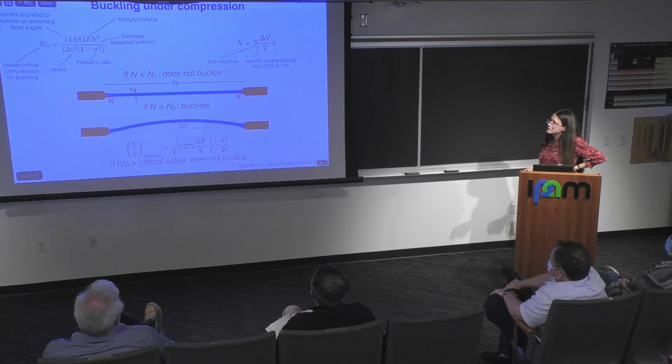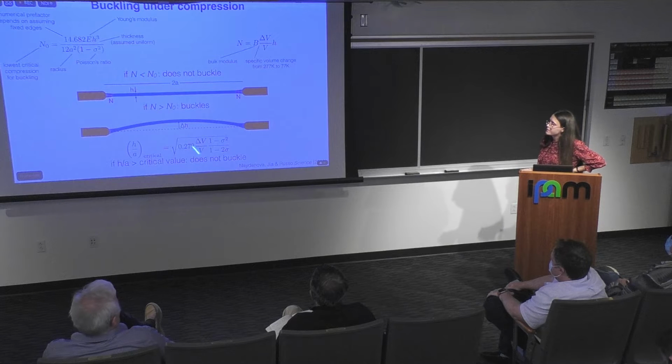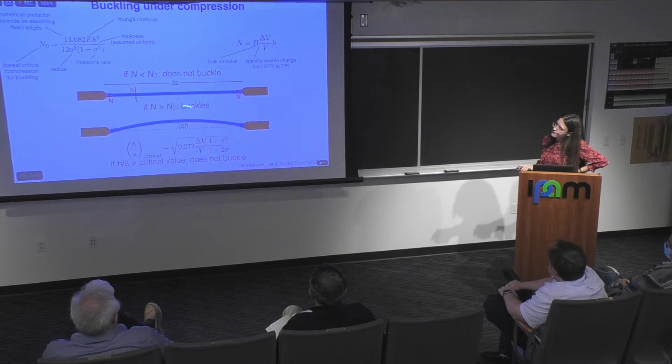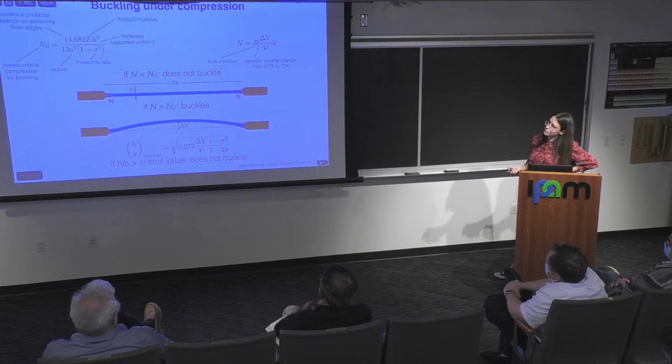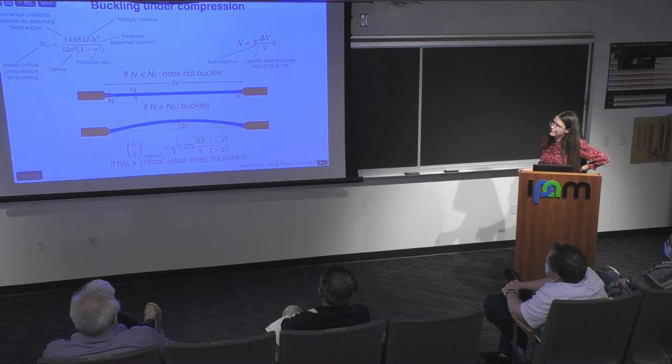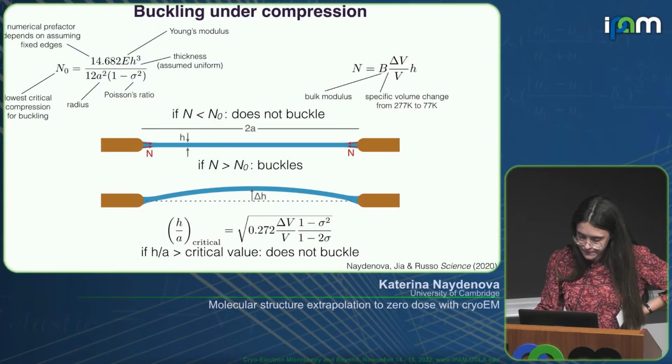And it turns out it depends only on two parameters of the water itself, which is the change in specific volume and the Poisson ratio, which is basically two constants. So this is, in the end, just a number. So there should be a very simple threshold above which, if the ice is thick enough or the hole is small enough, it's stable. And conversely, if the ice is too thin or the hole is too big, it's not stable and it will buckle during freezing.